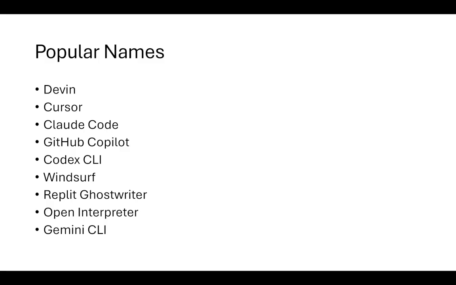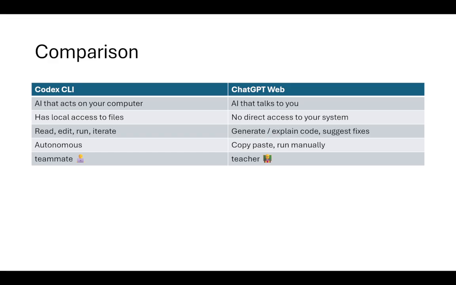So we'll start small. Okay. And first of all, we'll try to understand what is the difference between one of these tools like Codex CLI, which is from OpenAI, versus ChatGPT, right? Which is what we use from the web. Okay, so Codex CLI you can think of is the AI that acts on your computer as opposed to ChatGPT web, right? It's just that AI that talks to you.